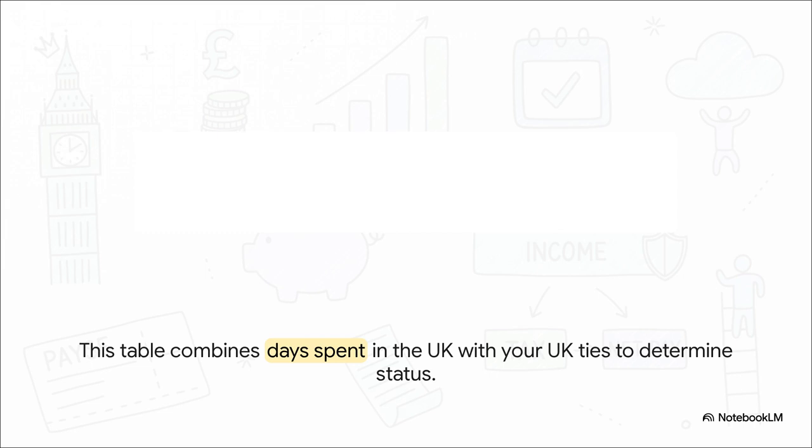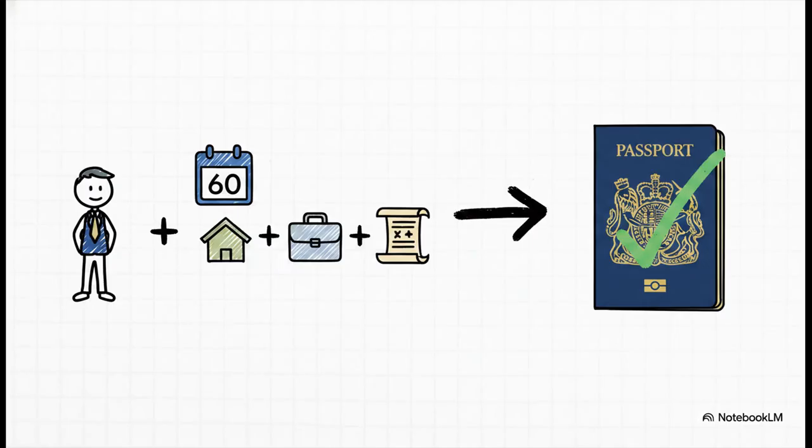Let's make this real with an example. Let's talk about Charles. Okay, so Charles was in the UK for 60 days. Looking at the rules, for that number of days, he needs 3 ties to the UK to be a resident. And he's got them. He has accommodation, he does some work here, and he's been a resident in the past. So tick, tick, tick. He's a UK resident.